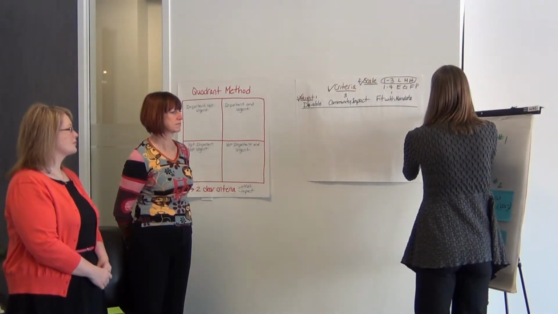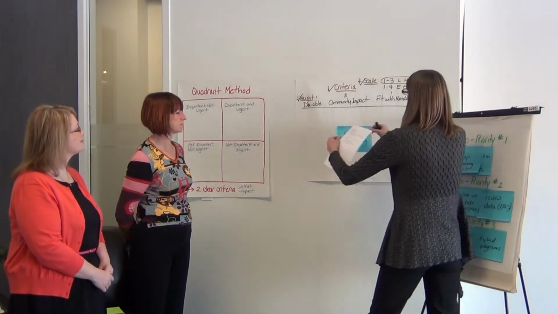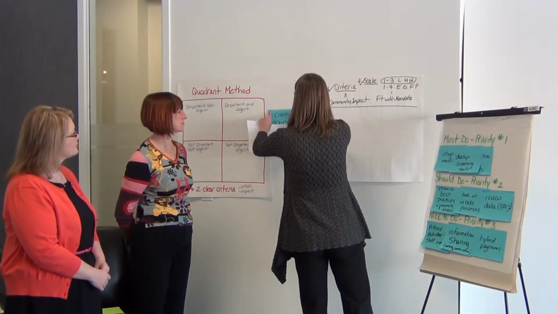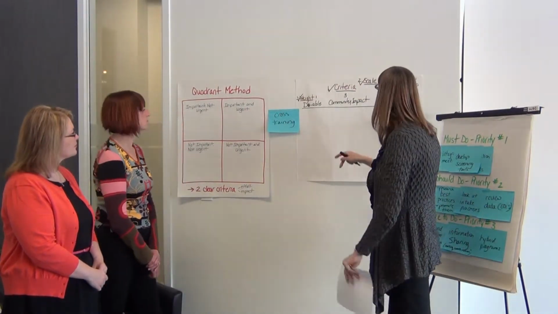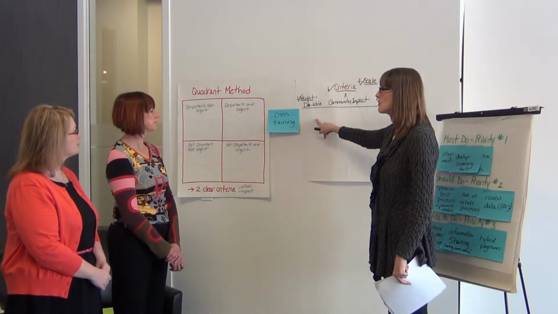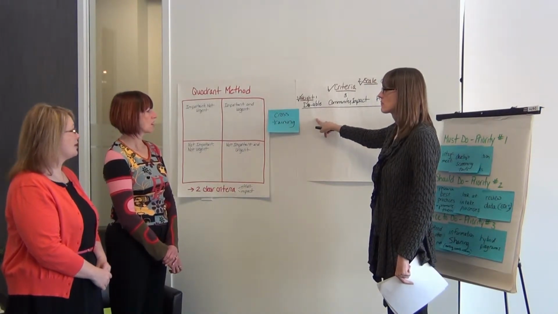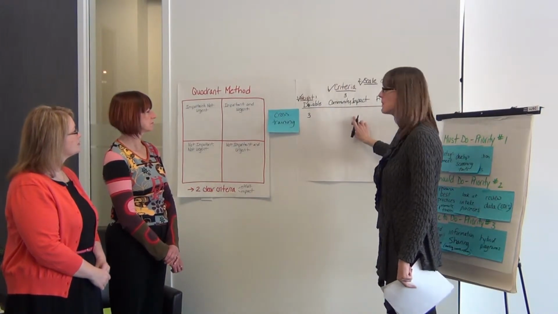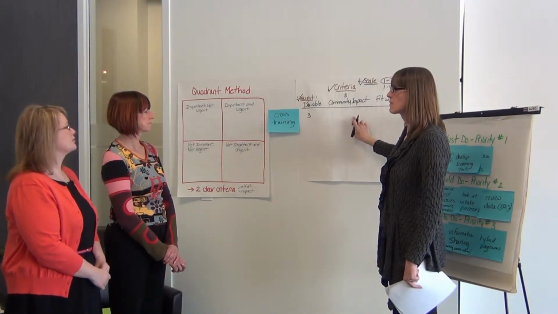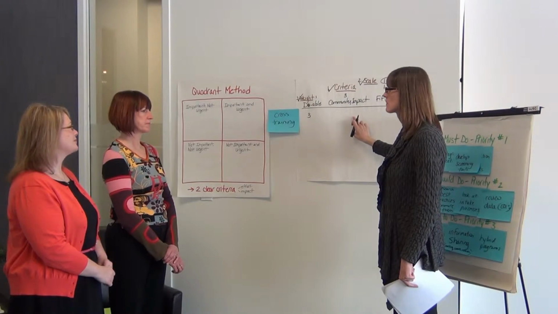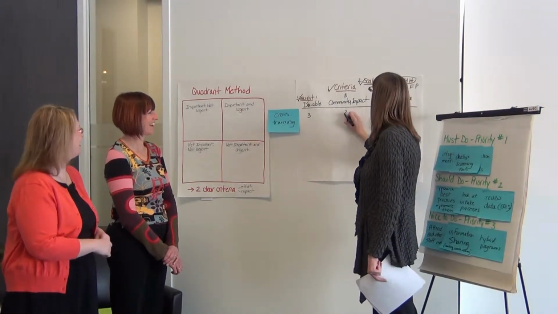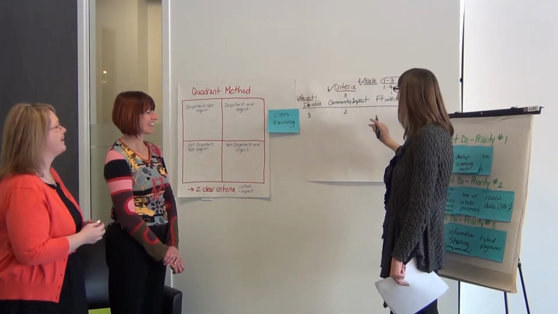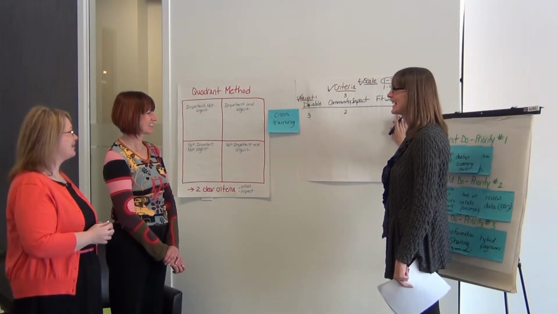Let's start with cross-training. So you put that over here in your column. It would say cross-training. How doable is it? Low, medium, or high? High. High, so we get a 3. What's its community impact? Low, medium, or high? Medium. Let's do it at the same time. What about fit with your mandate?